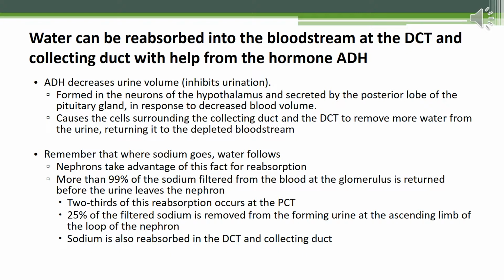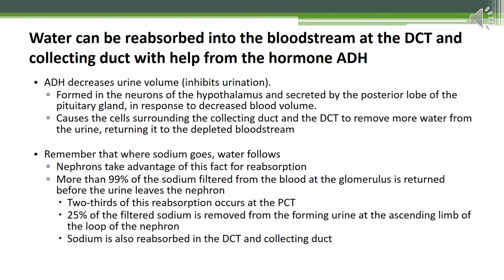This decreased blood volume is because we're low on water within the bloodstream. This causes the cells surrounding the collecting duct and the distal convoluted tubule to remove more water from the urine and return it to the depleted bloodstream. A good rule of thumb when we talk about regulating water and sodium concentration is that where sodium goes, water follows. And the nephrons take advantage of this fact for reabsorption.